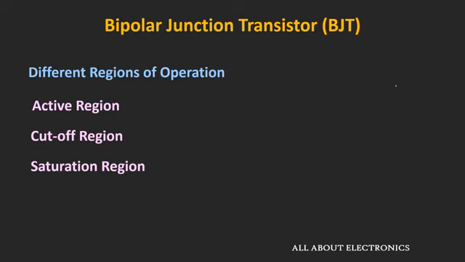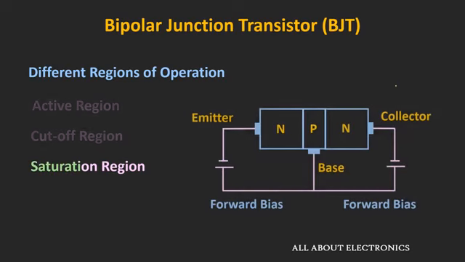Similarly, in the saturation region of operation, both the base-emitter and the base-collector junctions of the BJT are forward biased. That means in this region of operation, the base voltage VB is greater than the emitter voltage and at the same time this base voltage is also greater than the collector voltage. So these are the three regions of operation in the case of the BJT.